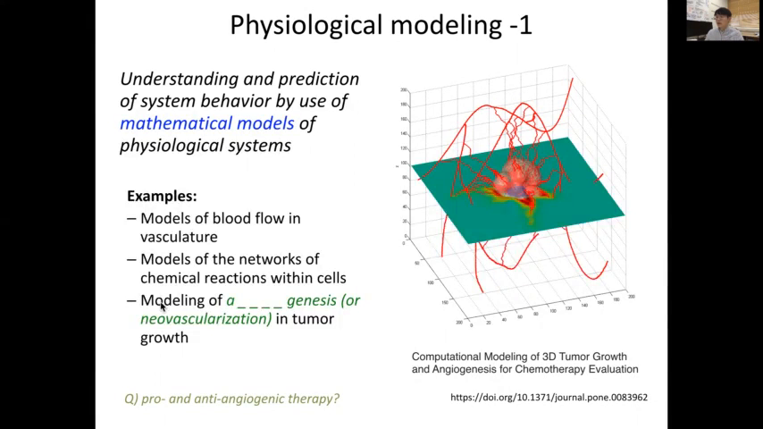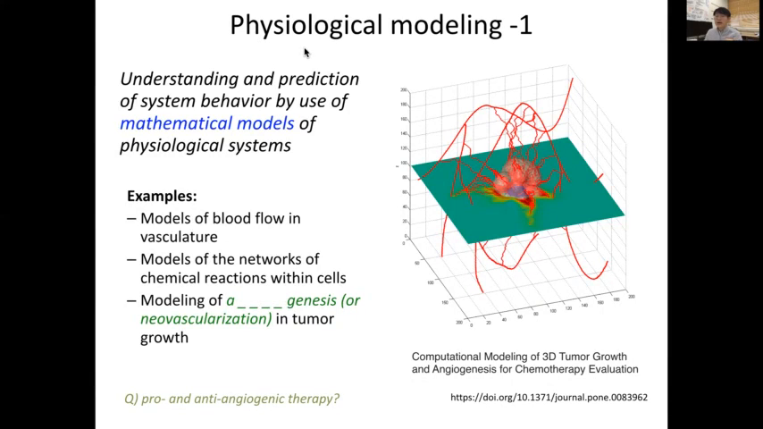And the last one, as an example of modeling, is angiogenesis, or we call it neovascularization, in tumor growth. So angio means blood, and genesis means a new formation. So angiogenesis occurs when cancer or tumor grows, they require oxygen and nutrient supply. So they secrete factors which will grow blood vessels from existing vessels. So this new vascular growth is called angiogenesis.